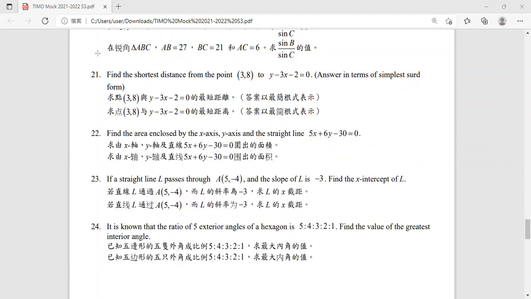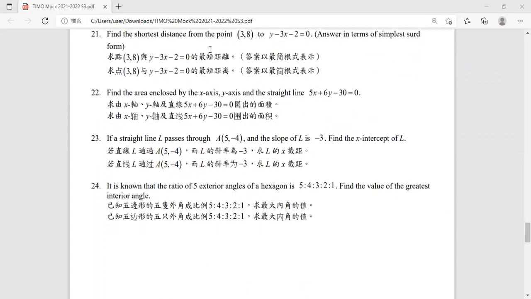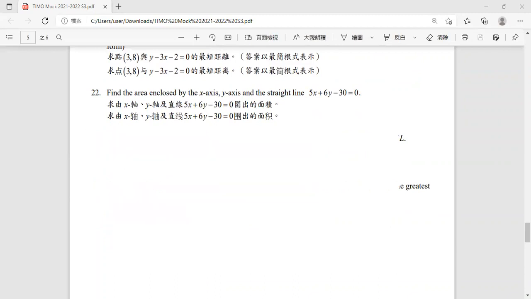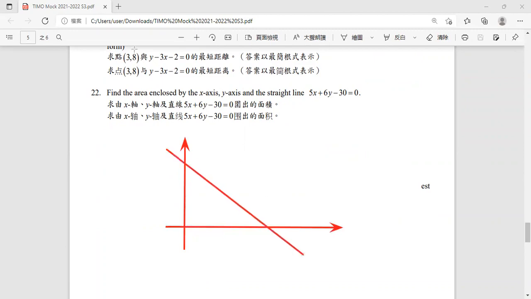Okay, 22. And 22 is easy because you just find the point of intersection. You just draw the Cartesian plane, and you have 5x plus 6y is equal to 30. Then you find these 2 points, and then the job is done 99%.